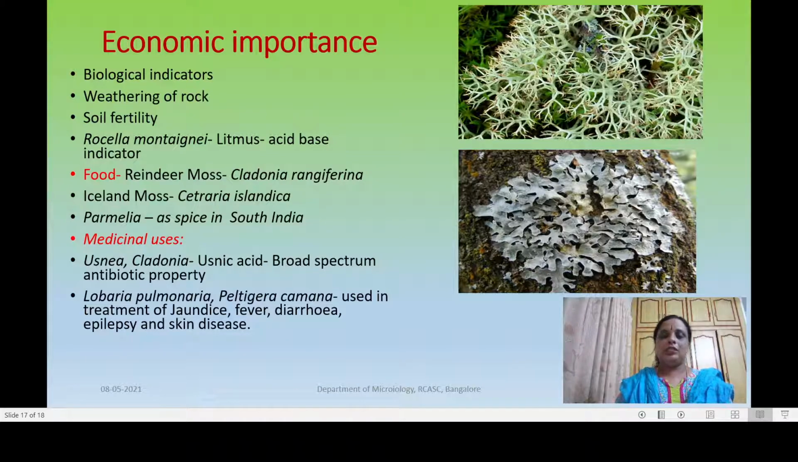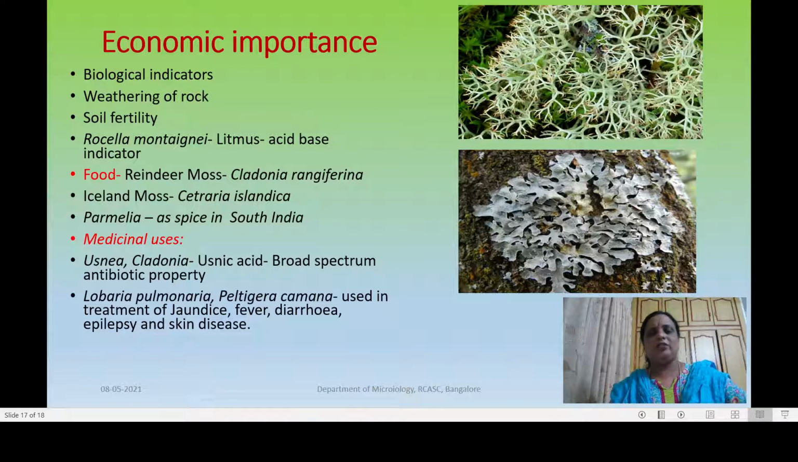You would have seen your mothers using this as a spice in their kitchen, especially in preparing spicy food, especially non-veg biryanis, and in the preparation of garam masala. They use this Parmelia. Usually here in Karnataka, we call it kalluva, meaning flower from the rock.